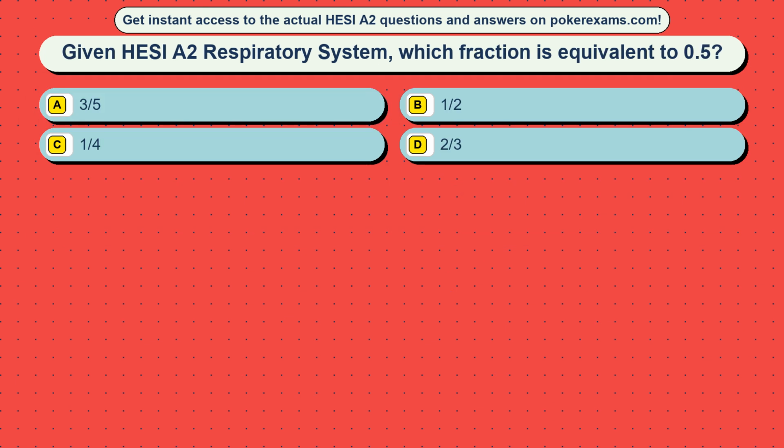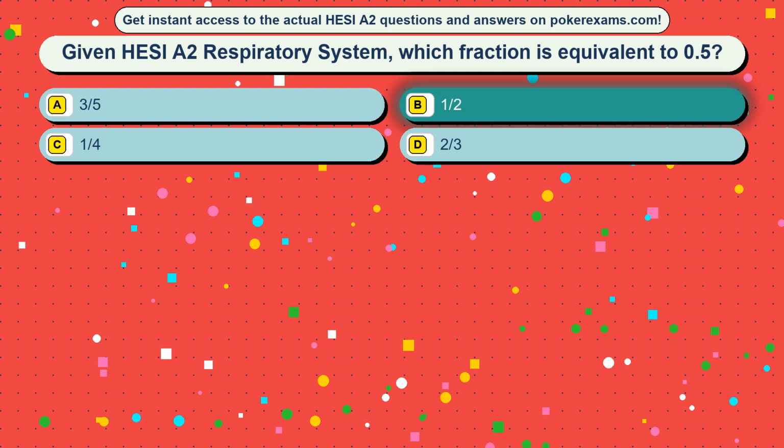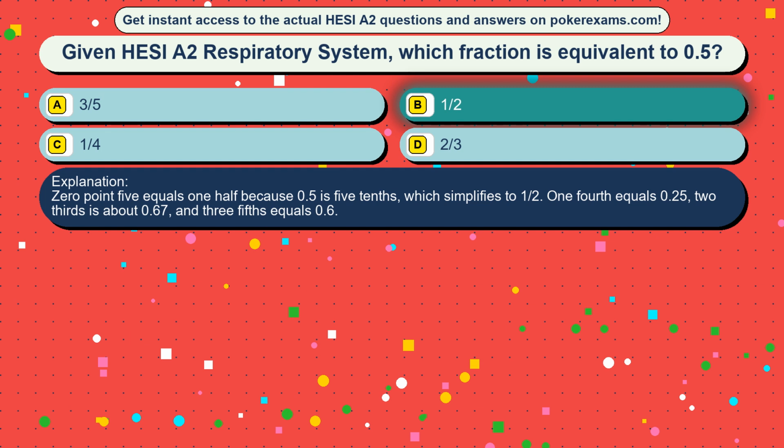Question 28. Given HESI A2 respiratory system, which fraction is equivalent to 0.5? Option A, 3/5. Option B, a half. Option C, a quarter. Option D, 2/3. The correct answer is option B, a half. 0.5 equals 1/2 because 0.5 is 5/10, which simplifies to a half. 1/4 equals 0.25, 2/3 is about 0.67, and 3/5 equals 0.6.